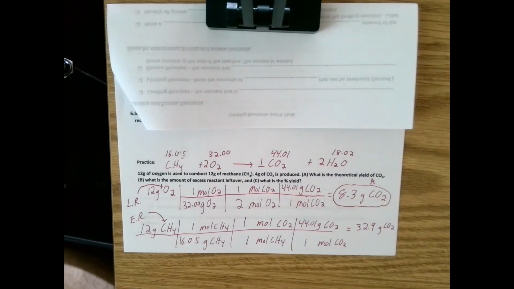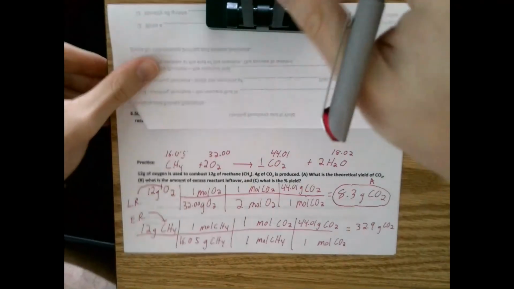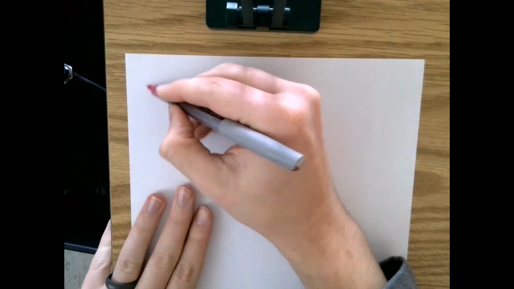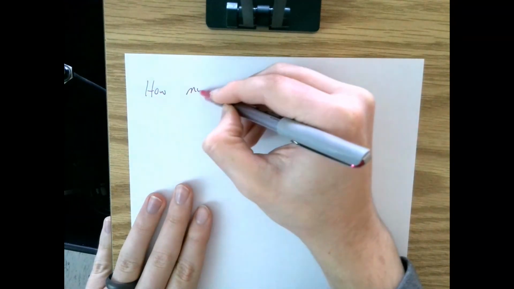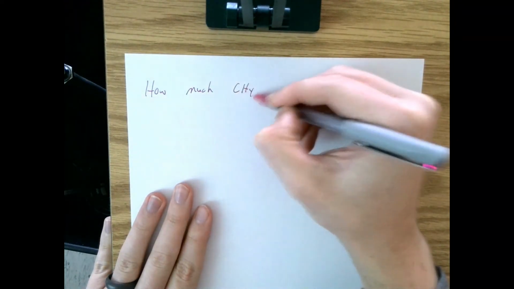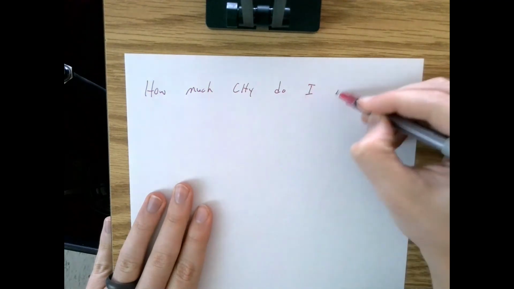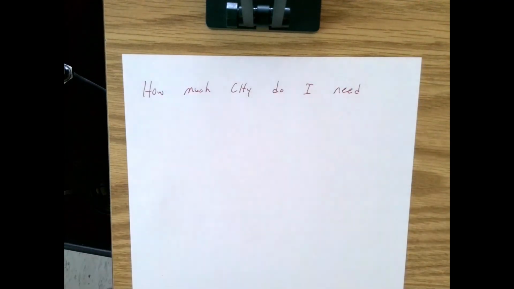Okay, so to answer part B, I want to know what is the amount of excess reactant left over. So what I'm really asking is, initially, how much CH4 do I really need? I can write that down. How much CH4 do I need? I know how much CH4 I have, and if I know how much I really need, I can know how much is left over. So there's really two options here to solve this problem.